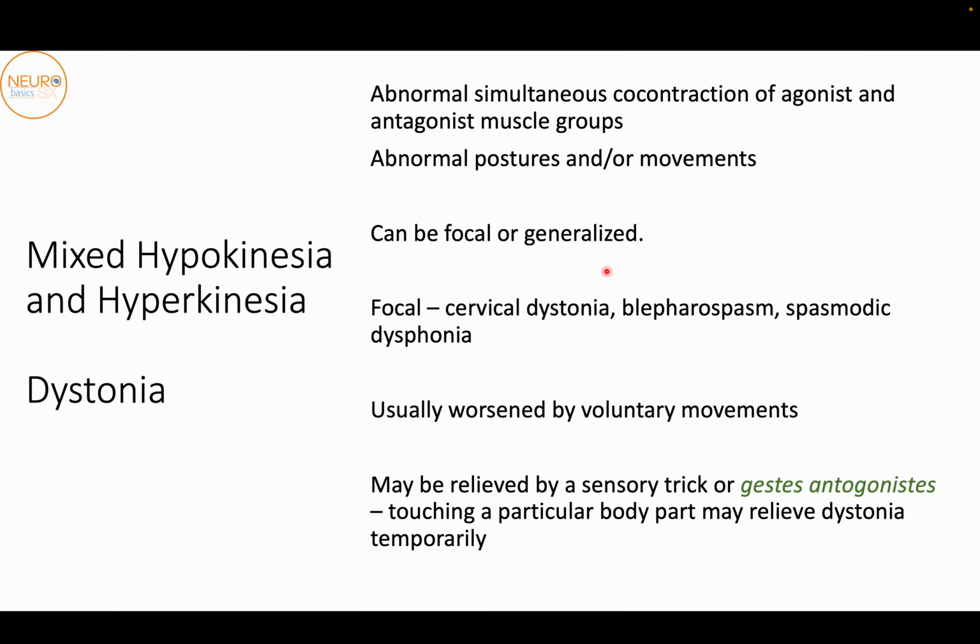Some examples of focal dystonia, which involve the neck, include cervical dystonia, the eyelid, which would be blepharospasm. It could involve the voice also, leading to a spasmodic dysphonia. It could involve your hand, known as the writer's cramp.